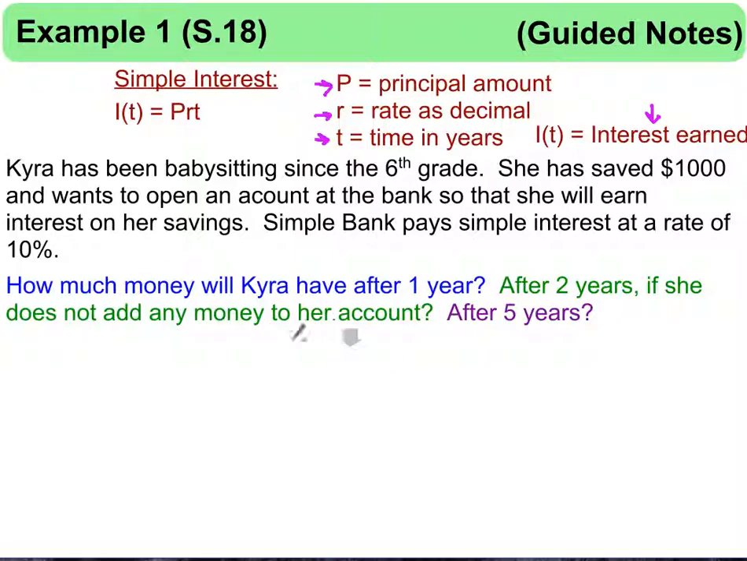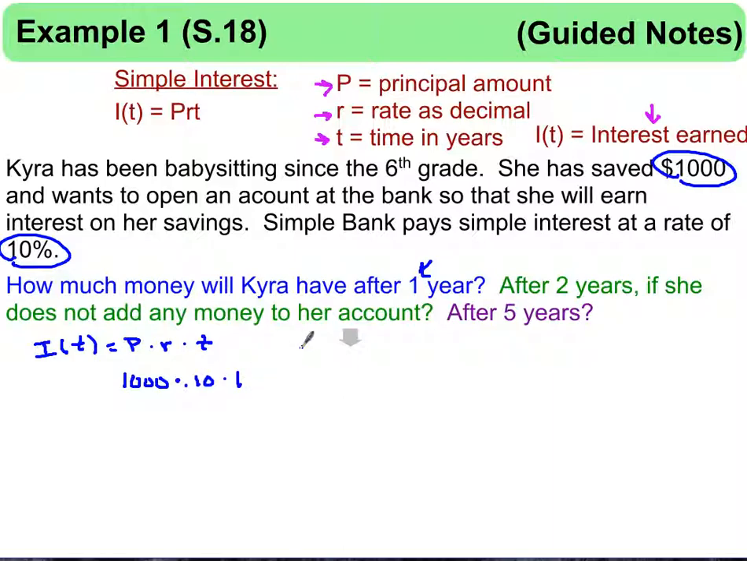So if we look at 1 year, how much will she have? Well, again, we're going to use this formula. The I sub t equals P for principal times the R, which is our rate as a decimal, times that given time. So they tell us in the problem that she initially saved $1,000. That's what she's putting in. So $1,000 times her interest rate, which is 10%, and she's going to leave it there for 1 year. So we'll multiply that by 1.